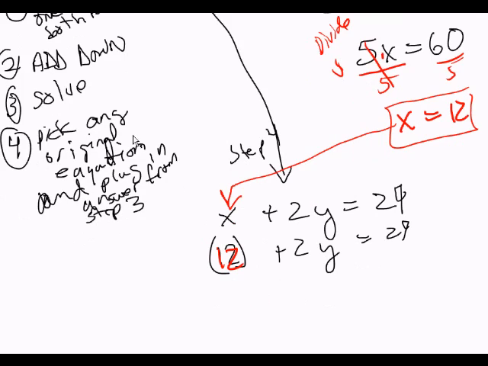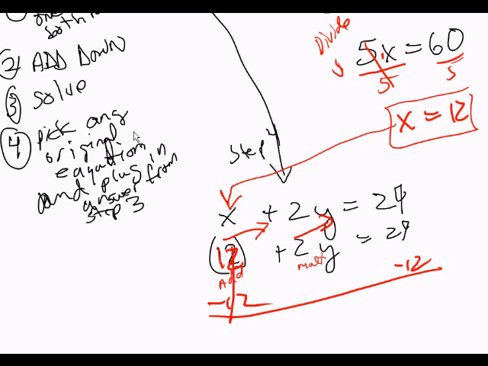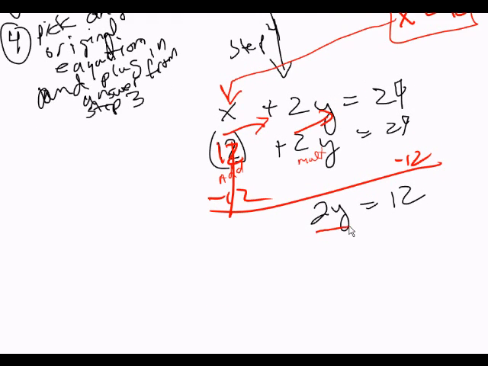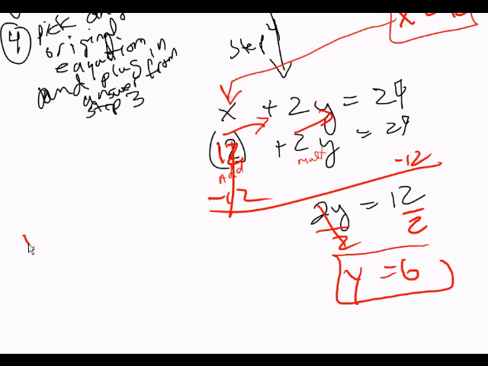Now I want to get y by itself. I have to get rid of the 12, and I have to get rid of the 2. When you're solving for a variable, you always get rid of the add or subtract first. This is adding to this side, so we do the opposite. We're going to subtract 12 from both sides. 12 minus 12 is 0. I'm left with 2y equals 12. Now I need to get rid of the 2. It's multiplying times the y, so I do the opposite and divide by 2. 2 divided by 2 is 1y. 12 divided by 2 is 6.